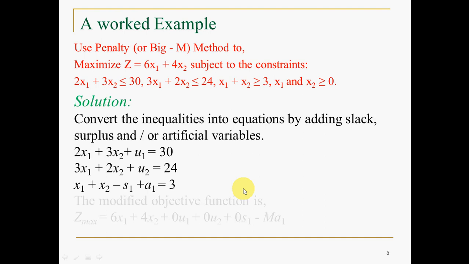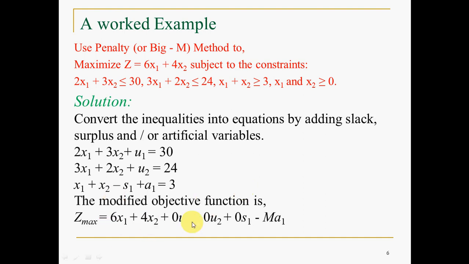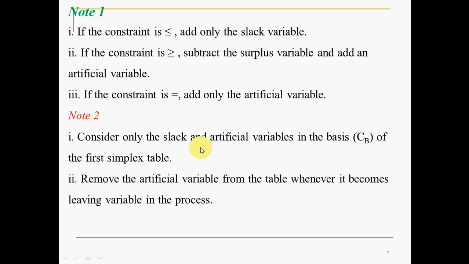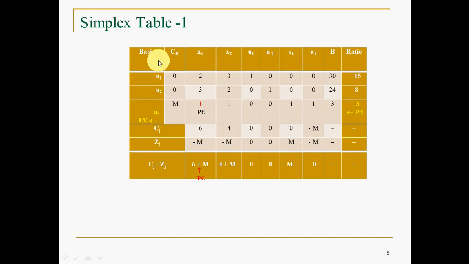So a worked example. You have to write the objective function like this, using the variables. The first simplex table is as usual. This is the basis, CB, all these things. For the ratio, please note that the equation to obtain the ratio is B divided by the pivotal column elements. For example, if you identify this as the pivotal column, 30 divided by 2, that is this one, 24 divided by 3, and so on.